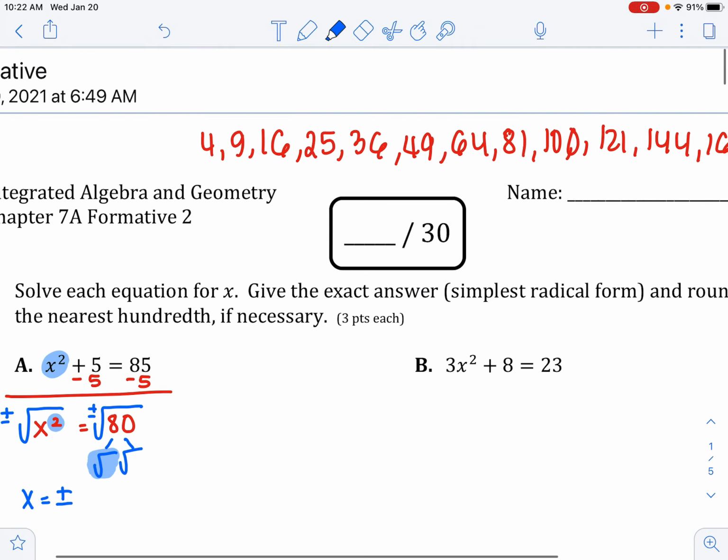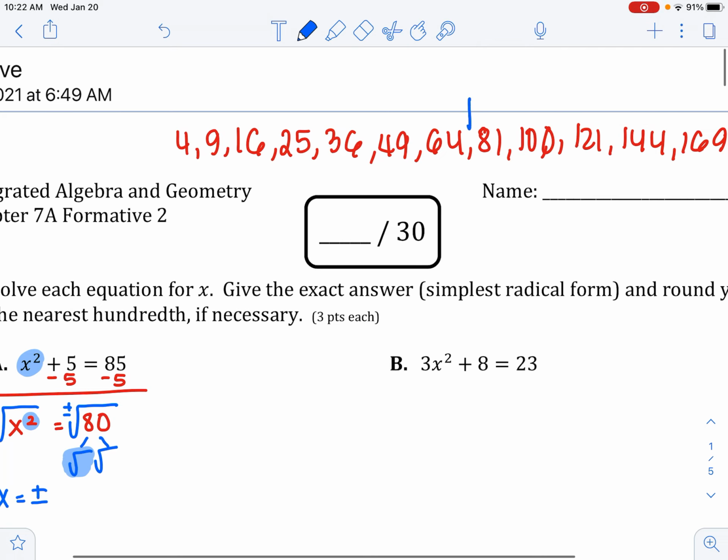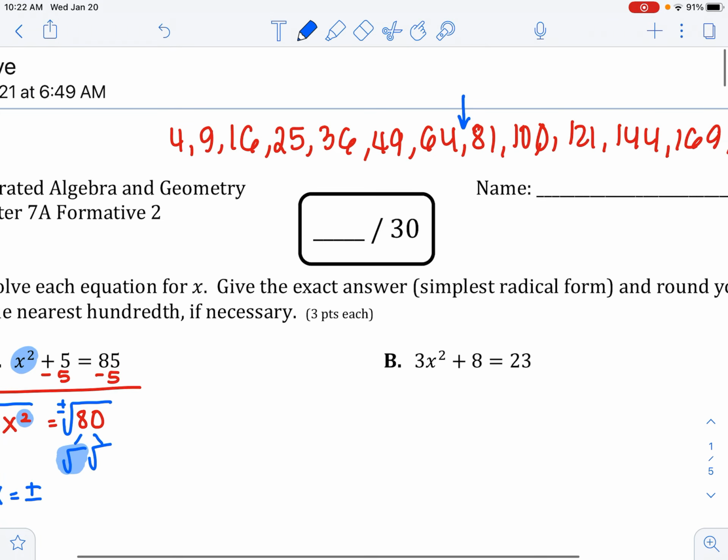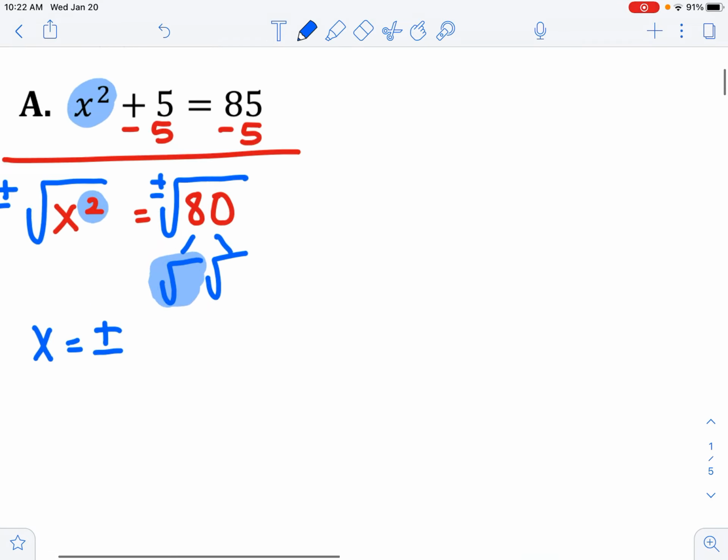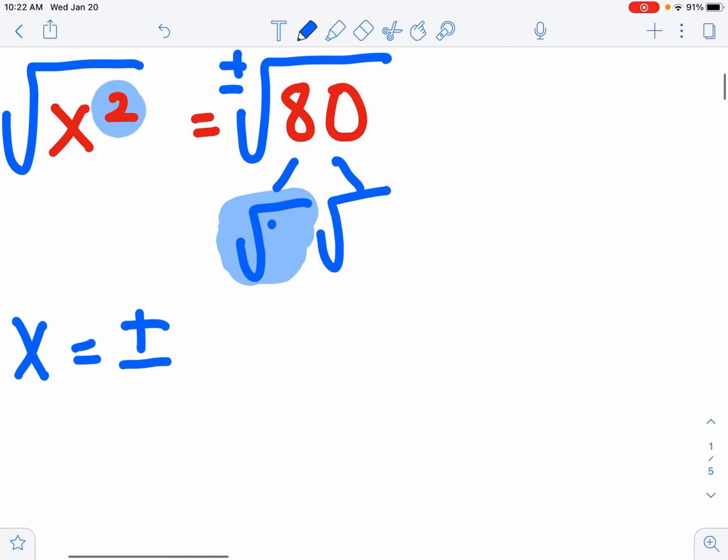So I'm going to come back up to this list. I'm going to say, where does 80 fall? It falls right here. So now I'm going to start checking to the left. Does 64 go into 80? No. Does 49? No. Does 36? No. Now, some people got sick of this method, and they're like, 4 does. Well, guess what? It's not the highest. So no, that's not right. 25? No. 16? Yes. 16 is the biggest perfect square that goes into 80, not 4. 16 goes in there 5 times.